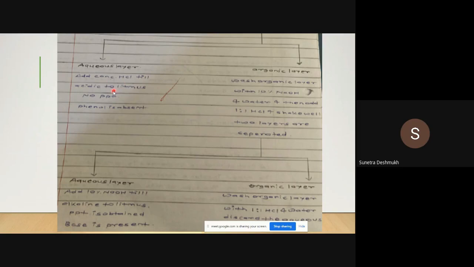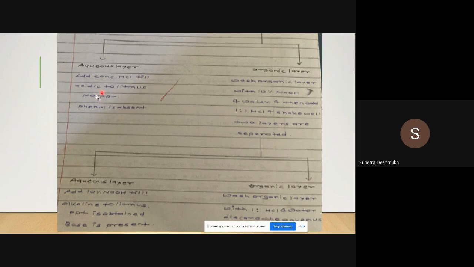If we add concentrated HCl, we have to check the acidity with litmus paper. If the litmus paper shows a change, and if there is a precipitate, then phenol is present, and if there is no precipitation, phenol is absent.